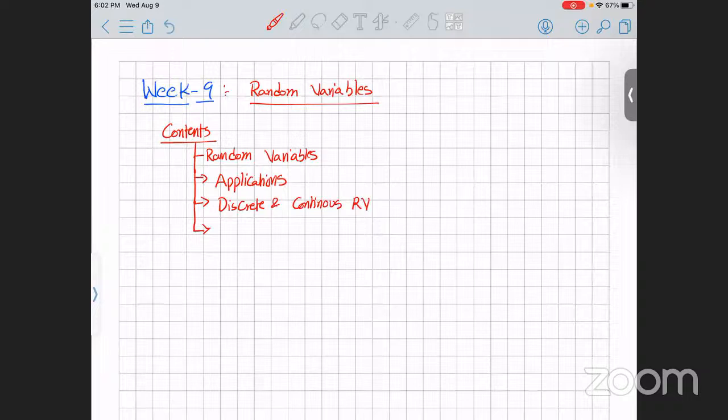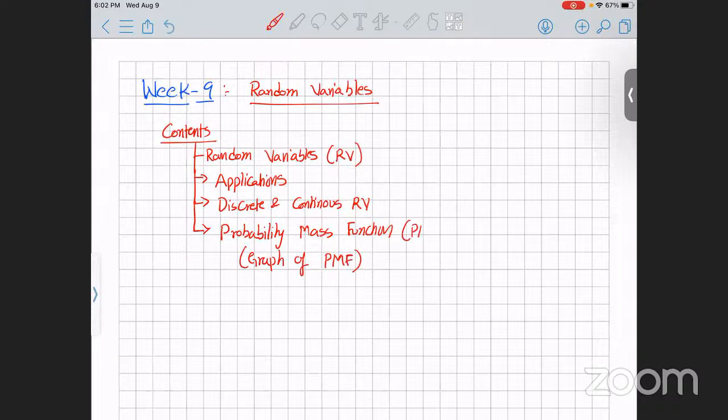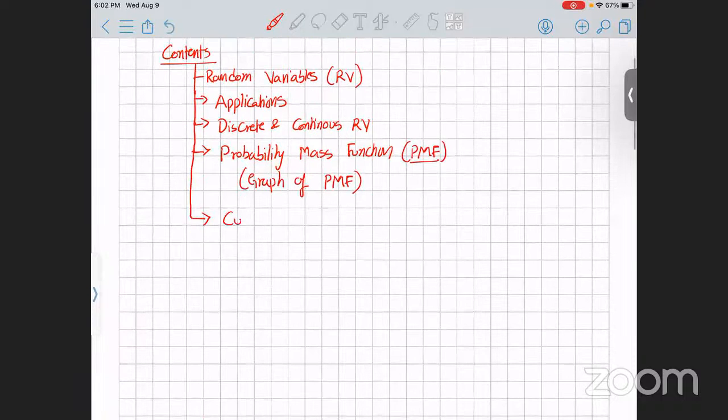And then we'll discuss something known as the probability mass function, and the graph of the probability mass function. And finally, we will see the cumulative distribution function. Okay, these are the contents.